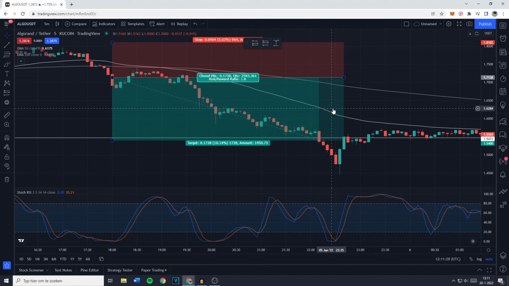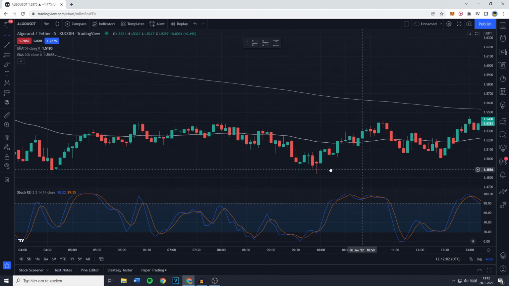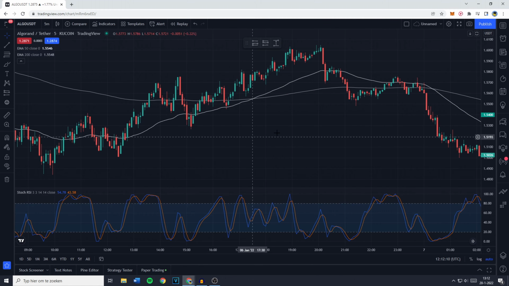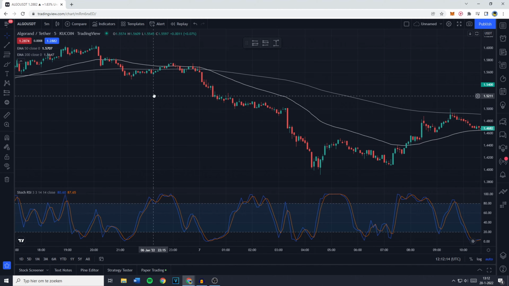Now please also be aware that I myself don't use the stochastic RSI as an indicator when I'm already in the trade. It's only for me to confirm whether or not I think it's a great idea to enter the trade or not. So right here there's a lot of price action, however most of the time you're between the 50 and the 200 EMA, or you're really clinging on the side of one of these EMAs. And like I said, we don't trade those. We only trade the breakthroughs.